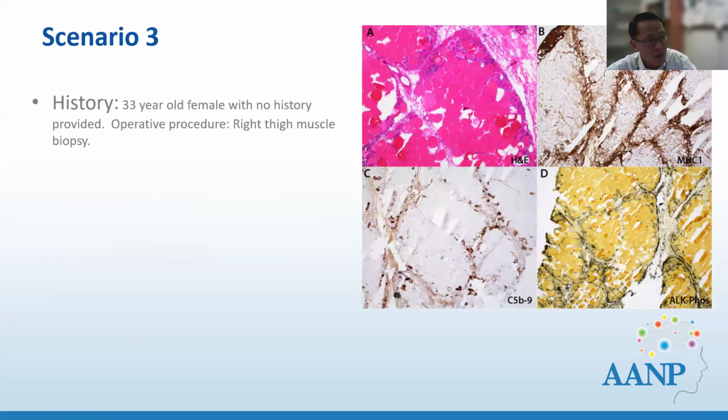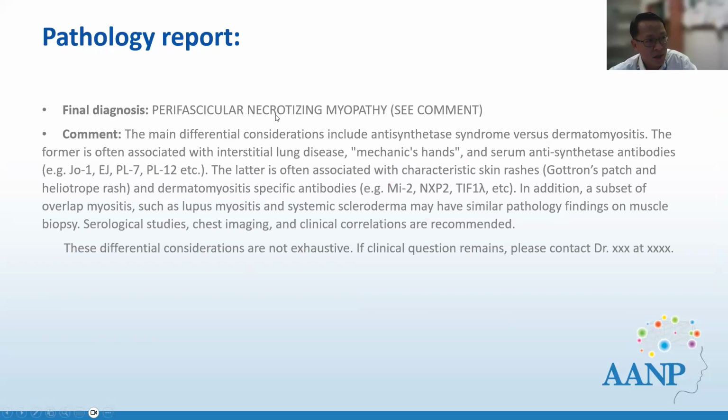And in a third scenario, no history was given. We only know the site and the gender. And then we give the same pathology, the same perivascular necrotizing myopathy here. And here, we have less confidence of the actual etiology. So we list out the possible differentials and ask the clinician to do further tests to confirm that. So here I list antisynthetase syndrome and dermatomyositis as the first two most likely. And then I talk about the other possibilities.